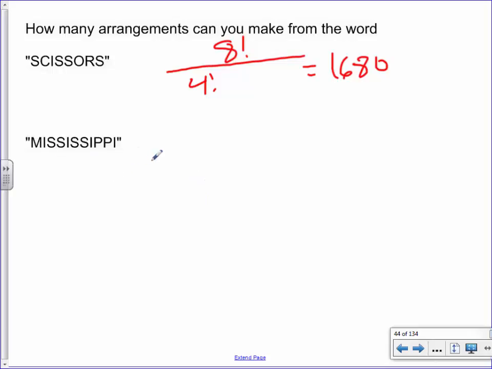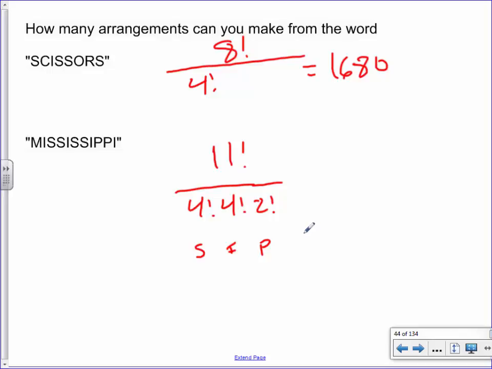How many letters are in Mississippi? 11. Okay. But then we've got to figure out how many repeats there are. 4, 4, 2. Yeah, 4, 4, and 2. There's 4 S's, 4 I's, and 2 P's.